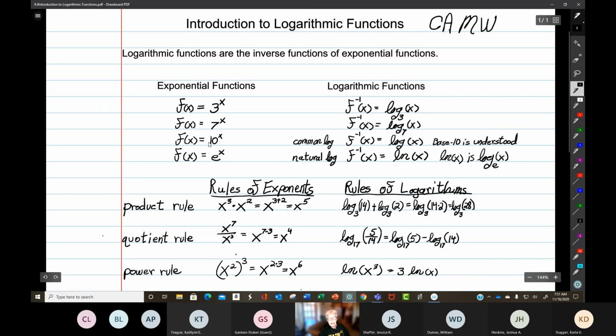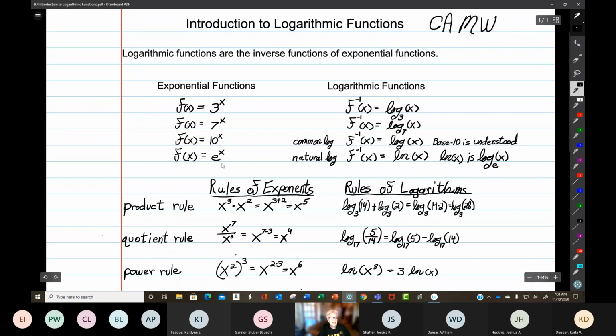For 10 to the x, it's a little bit different. This is just log x. The 10 that would normally go right here is understood. We don't actually write it most of the time. Almost all the time, but I'm sure there are some times when you do.